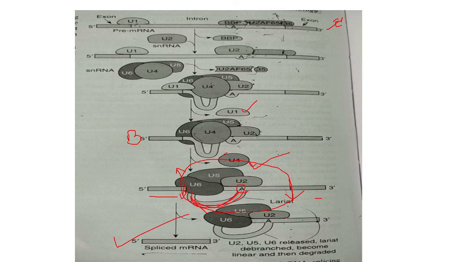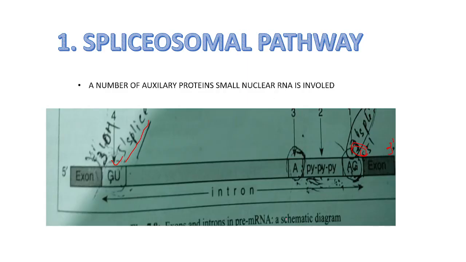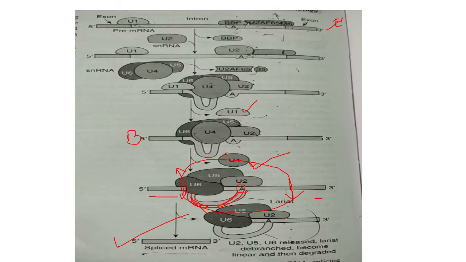So this is all about the spliceosomal pathway. The major role, the main hero of this spliceosomal pathway, is the snRNP, because all the major activities are performed by it. So that's why this is a very important pathway.